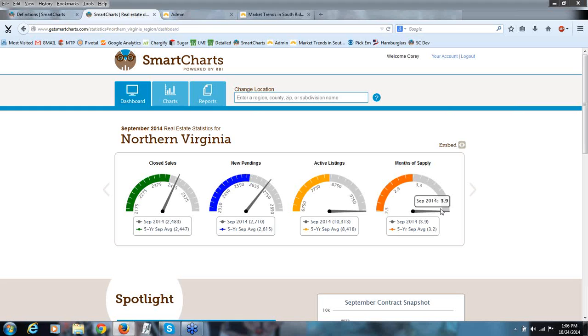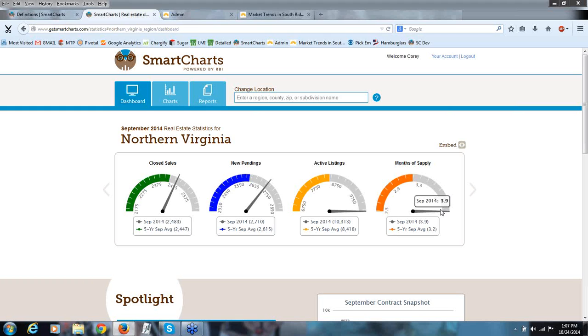So months of supply basically is saying, if no new listings came on the market in the months ahead, and we just looked at the active inventory at month's end, based off of the 12-month sales pace over the last 12 months, how long would it take for all active listings to sell? Anything below 4 to 6 is generally considered a balanced market. Anything lower than 4 months of supply is considered a seller's market. Anything higher than 6 months is more of a buyer's market.